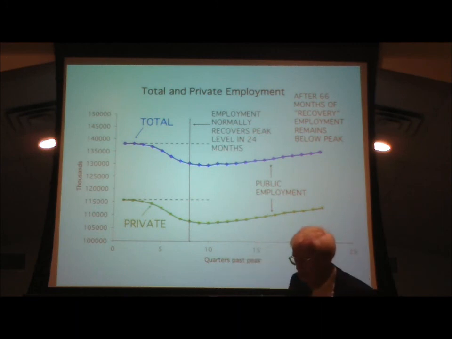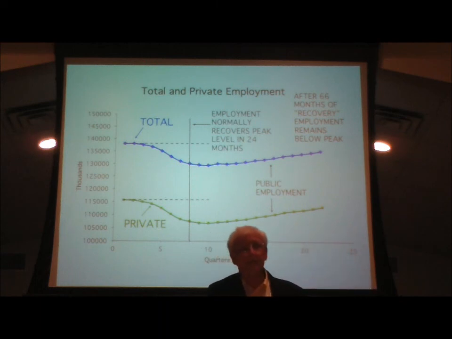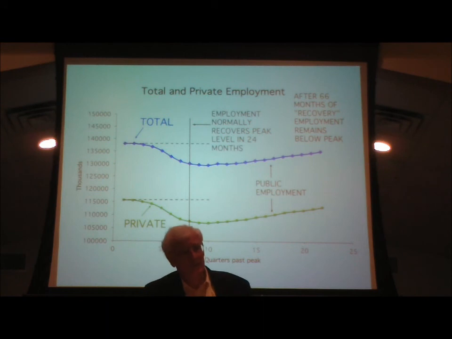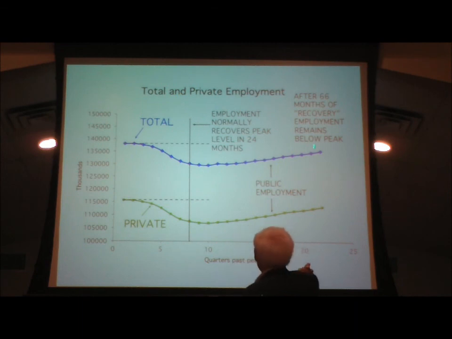But you'll also notice this reference line here. This reference line is where the private sector employment was when the recession began. If you look over here, you'll notice that our current situation is lower than that. So after this recovery, 15 quarters of recovery, we are still below where we were when the recession began. So we're still below the peak. After 66 months of recovery, we're still below the peak level of employment when all this trouble started.